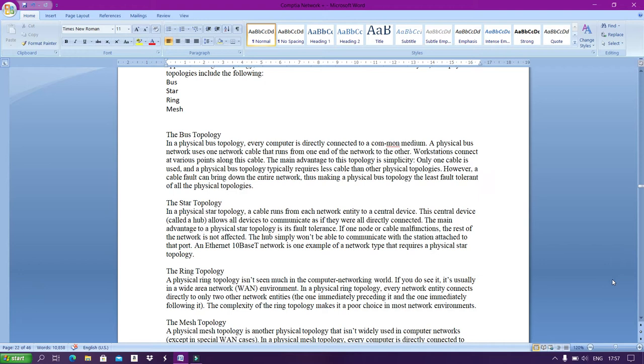The bus topology. In a physical bus topology, every computer is directly connected to a common medium. A physical bus network uses one network cable that runs from one end of the network to the other. Workstations connect at various points along this cable. The main advantage of this topology is simplicity. Only one cable is used, and a physical bus topology typically requires less cable than other physical topologies. However, a cable fault can bring down the entire network, thus making the physical bus topology the least fault tolerant of all physical topologies.